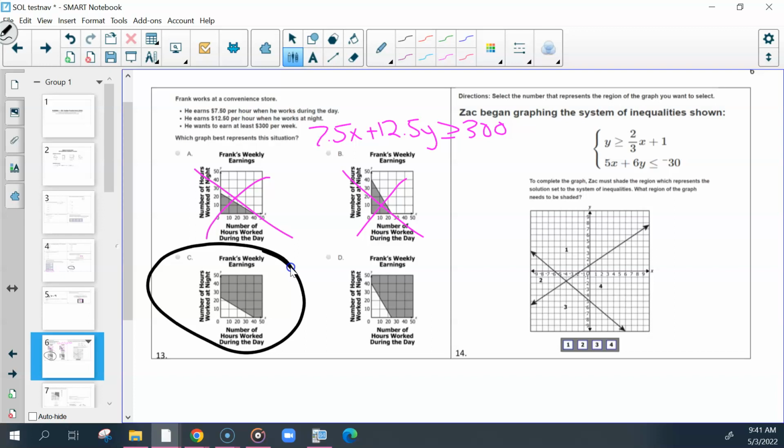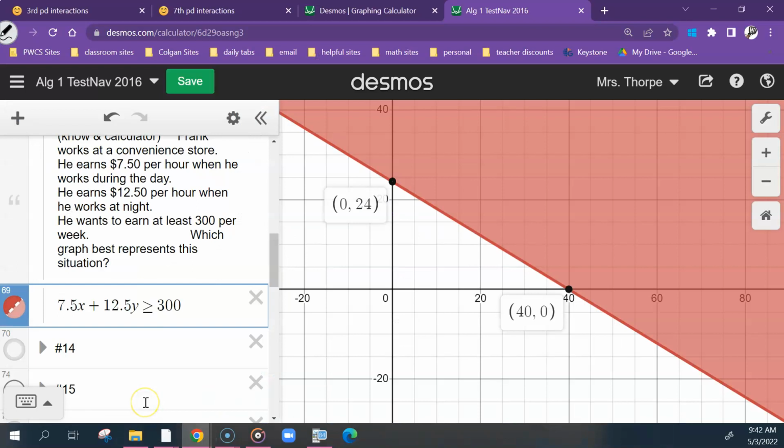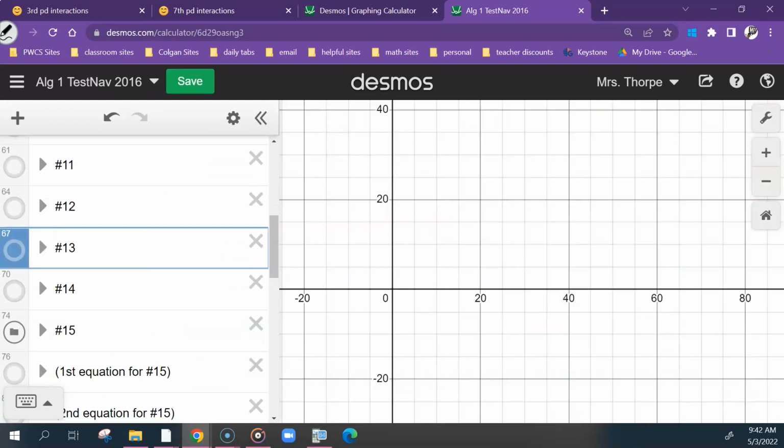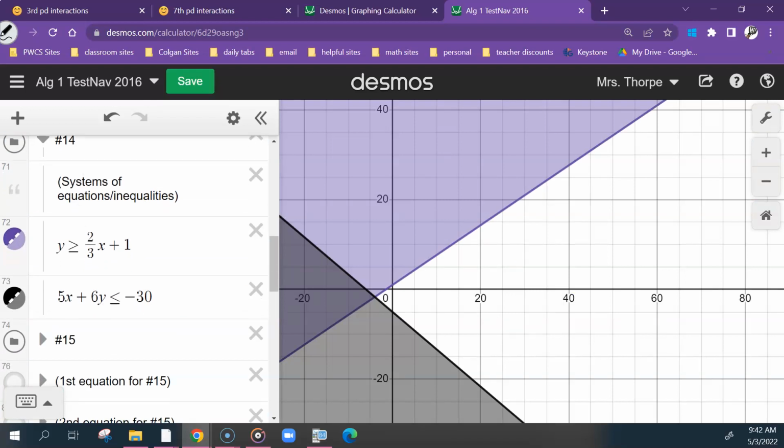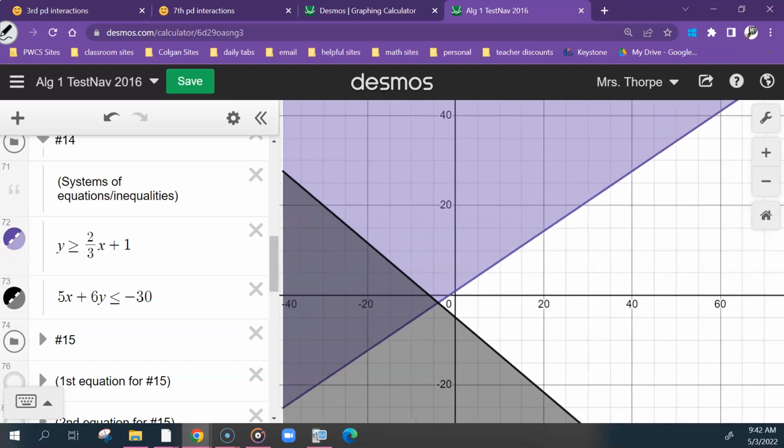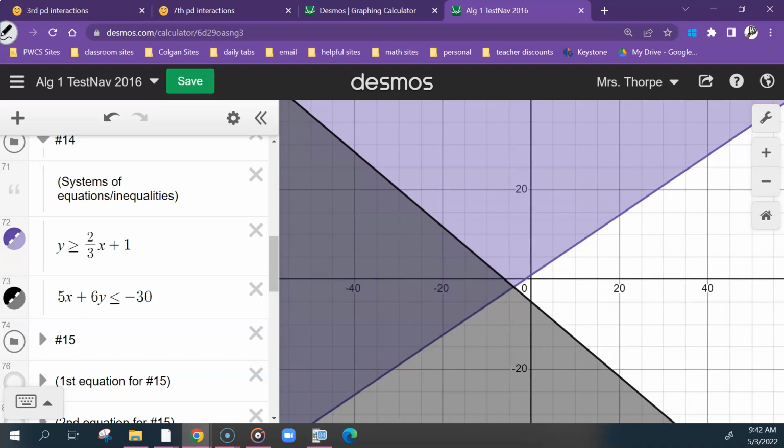Do we have any questions on 13? For 14, the lines are already drawn for you, and you could figure out which one is which and then find the correct shading. You could also use Desmos. Without changing anything, I would put both of these into Desmos and see what they look like, see where they intersect, or where their solution points intersect.